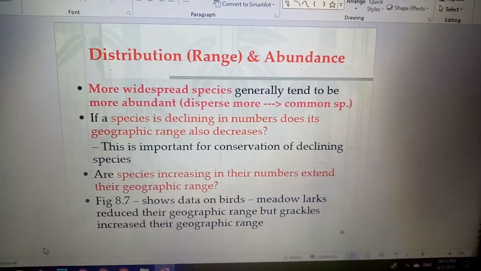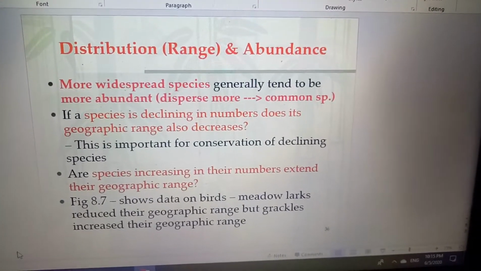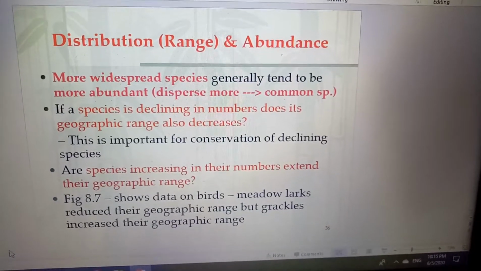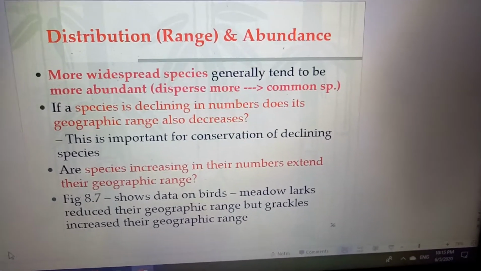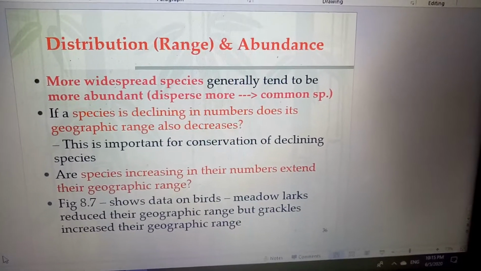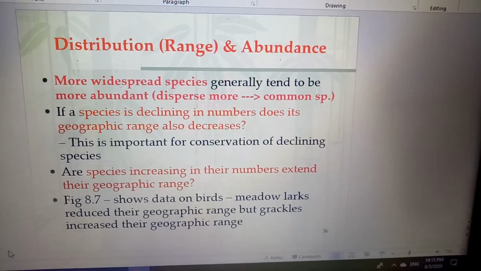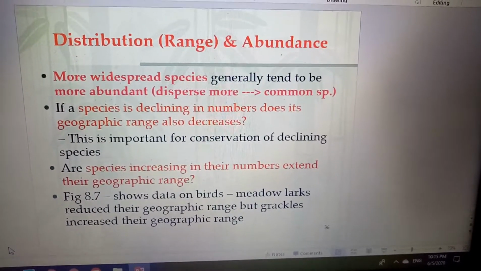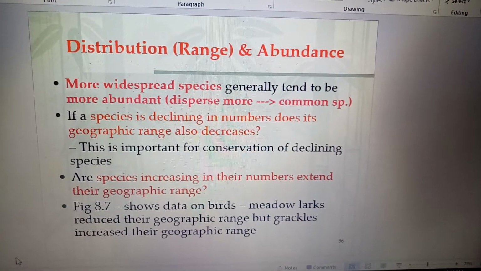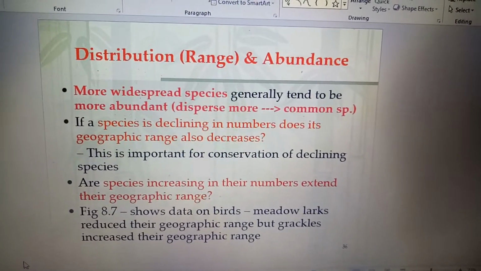Next, this is about distribution and abundance again. More widespread species generally tend to be more abundant and disperse more. These are the more common species. If a species is declining in number, its geographic range also decreases, so this is important for the conservation of declining species. Species increasing in number extend their geographic range. Take a look at figure 8.7, which shows data of birds. Meadowlarks reduced their geographic range, but grackles increased their geographic range.